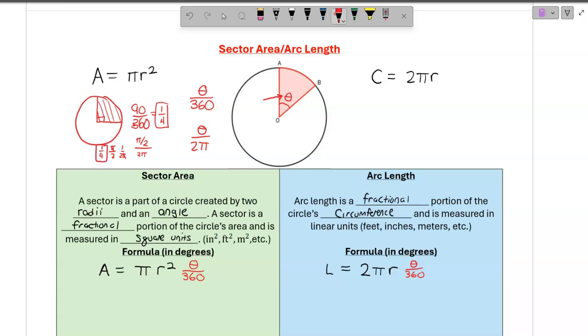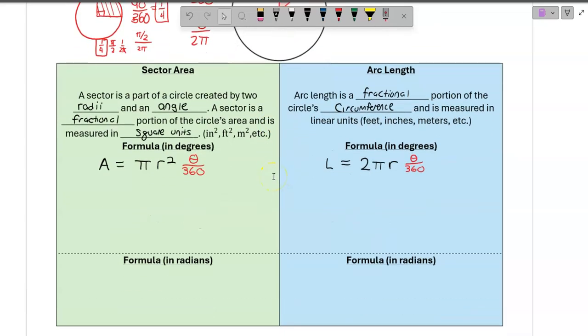That brings us to how we find these, and a formula that we can create. The definition of a sector is a part of a circle created by two radii and an angle. The sector is a fractional portion of the circle's area, think of a piece of pizza, and is measured in square units. Notice that the formula in degrees is the area of the circle formula, multiplied by the fractional part that we want.